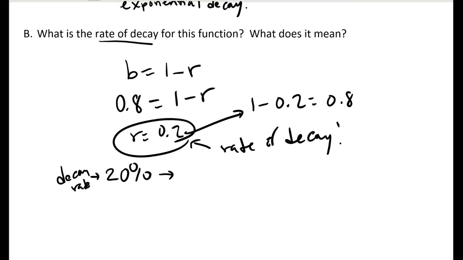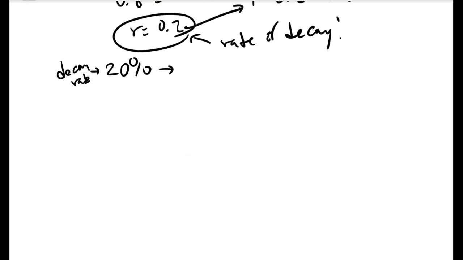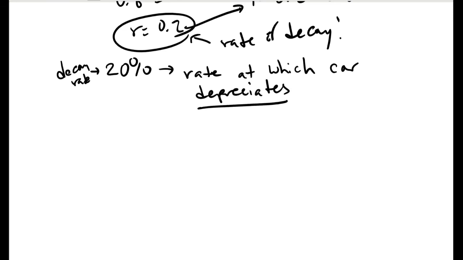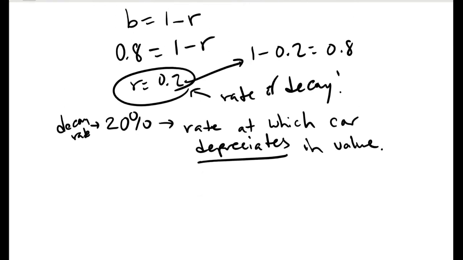This means this is how much the car depreciates. You guys know the word depreciate. So 20% is the depreciation rate. So this is the rate at which the car depreciates in value. So that means the value of the car is going down by 20% every year. Okay, so this is an actual practical example of using exponential functions. In this case, when you're buying a car.